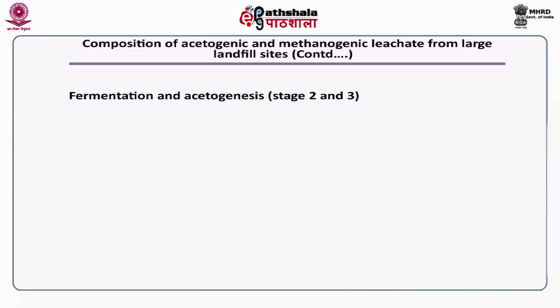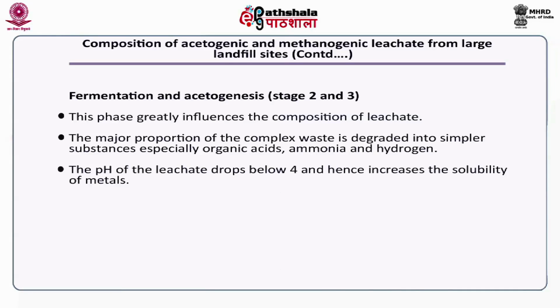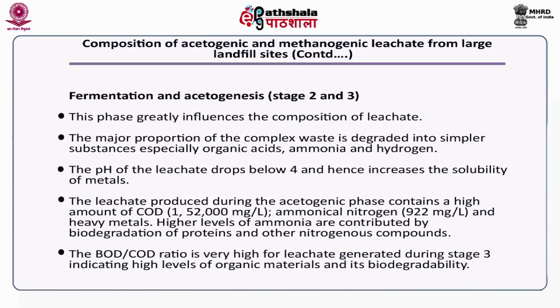The next phase is fermentation and acetogenesis. This is stage 2 and stage 3, where the composition of leachate is greatly influenced. A major proportion of complex waste is degraded into simpler substances, especially organic acids, ammonia and hydrogen. Again, the pH here drops below 4 and it increases the solubility of metals. The leachate produced during the acetogenic phase contains a high amount of COD, around 1,52,000 milligram per liter, ammoniacal nitrogen around 922 milligram per liter, and other heavy metals. Higher levels of ammonia are contributed by biodegradation of proteins and other nitrogenous compounds present in the waste material. The BOD by COD ratio is very high for leachate generated during stage 3, indicating a high level of organic materials and its biodegradability.